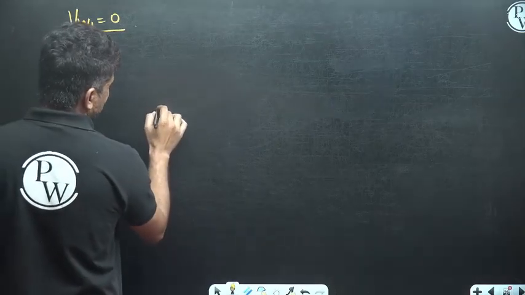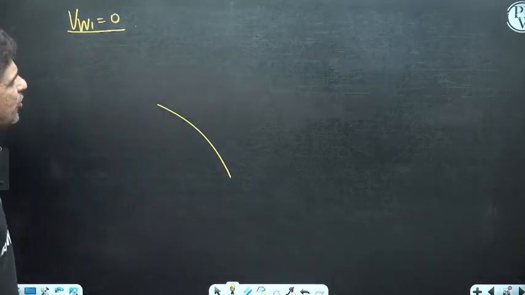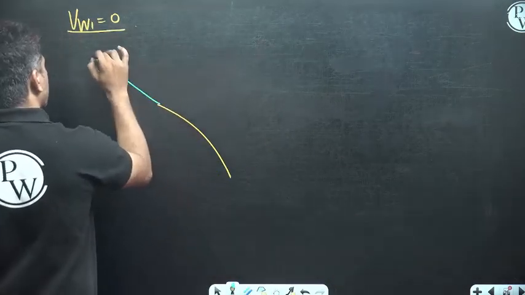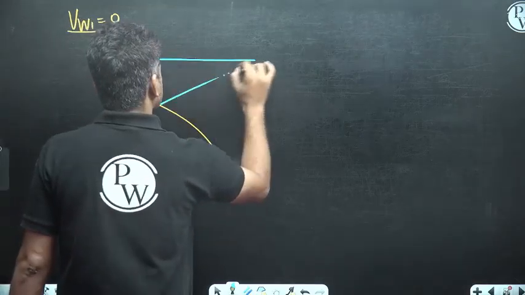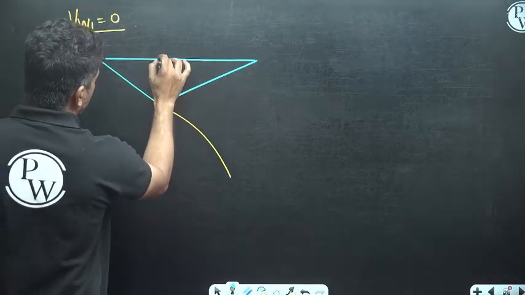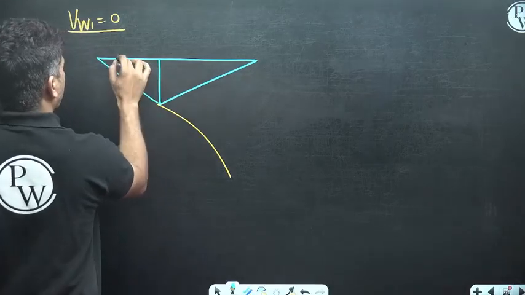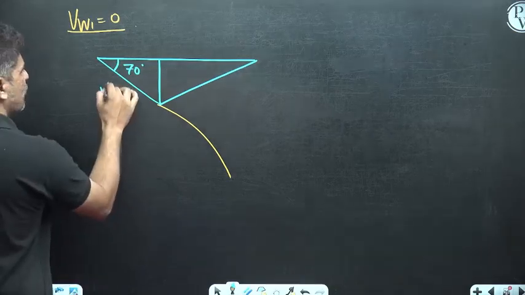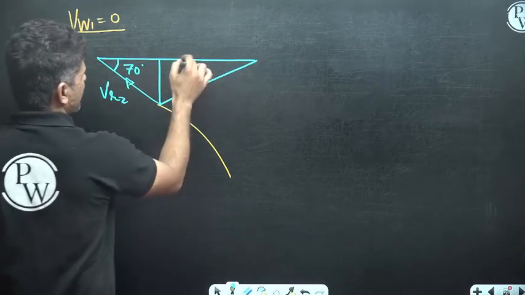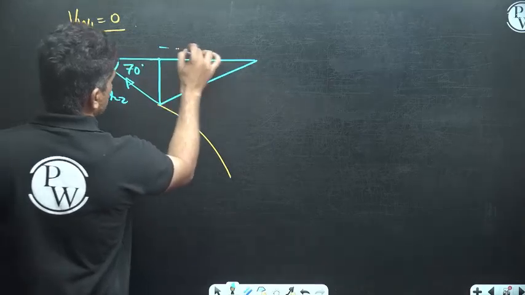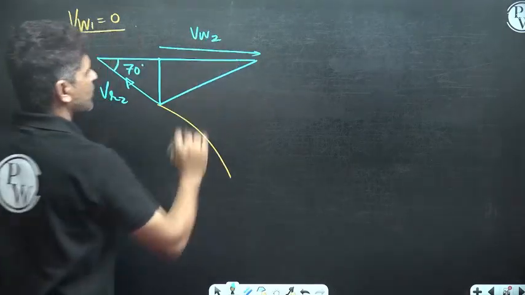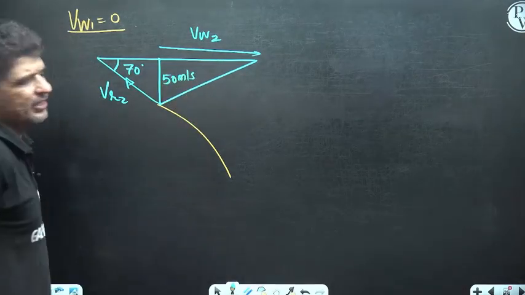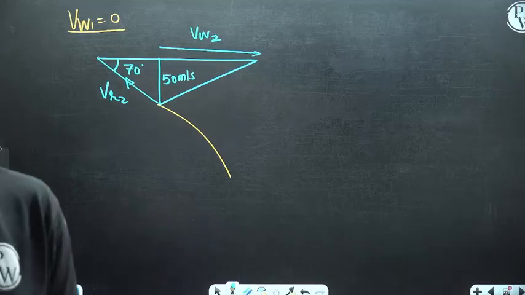So if you draw the exit velocity triangle, this is how your blade is looking. And when you draw the velocity triangle, this is your VR2. This is how the triangle will be looking. So this is your VR2, it will be in this direction. And you have U2 and this will be your VW2. So he has given you that this is your 50 meter per second VF. So this is how the question is given.